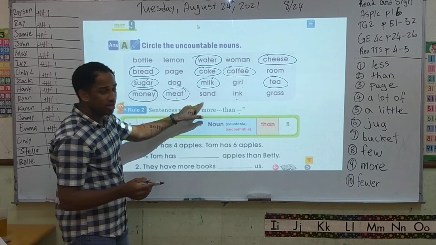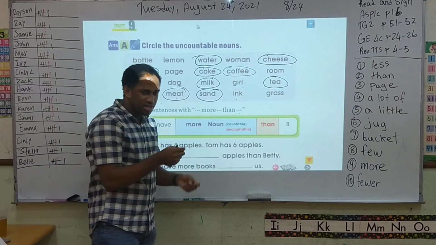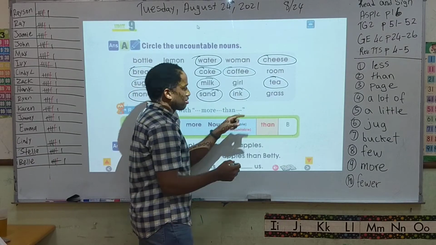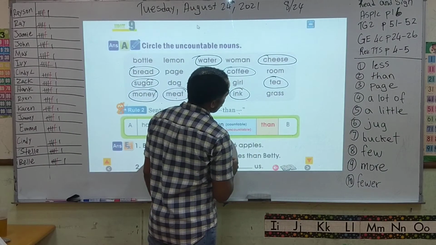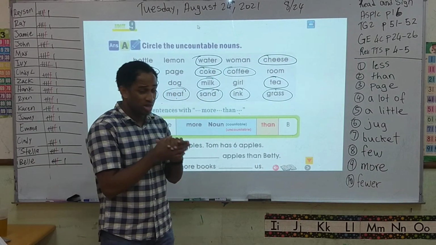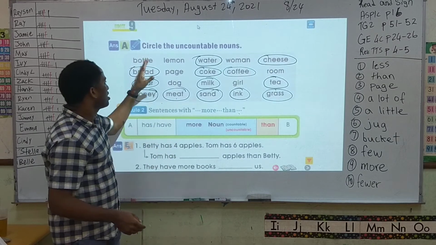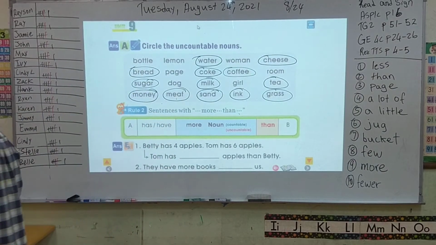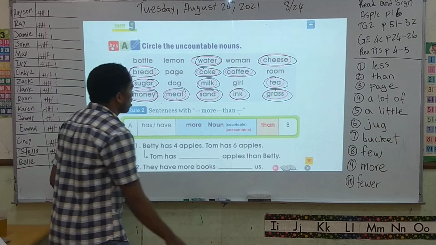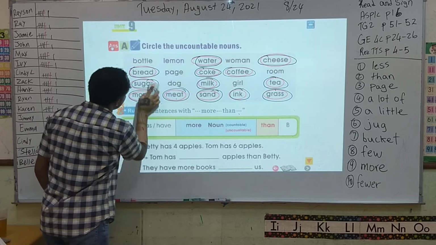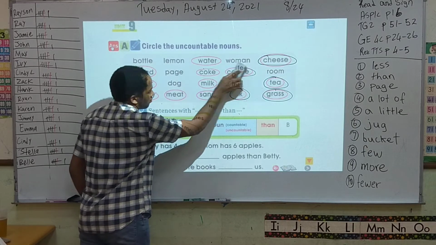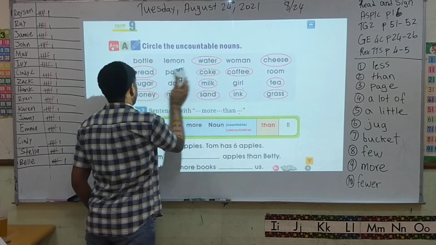Sand. Uncountable, because with sand you can't say 1 sand, 2 sand. Ink is a liquid. Uncountable. Grass. Okay, grass is uncountable, because so much grass, you can't say 1 grass, 2 grass, you know. Good, so let's see the answers. Okay, answers, good. So we have bread, sugar, money, good, meat, water, very good. So these are the answers.